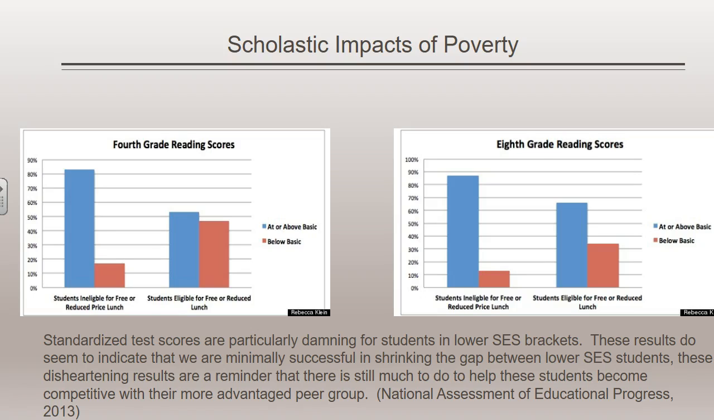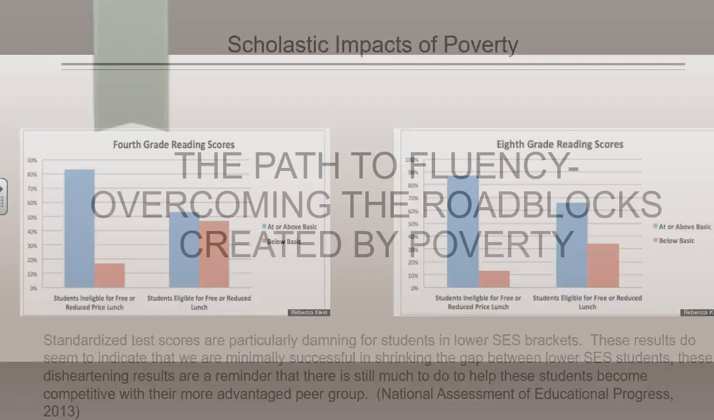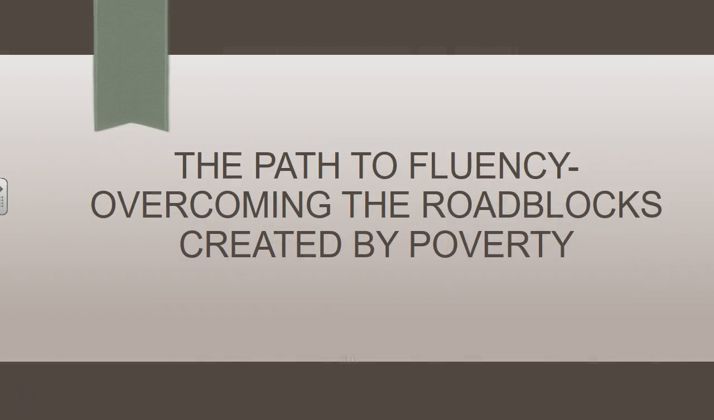You can take a look at these graphics and see that we do a good job between 4th and 8th grade of trying to bridge this gap, but unfortunately the gap is still very prevalent, as is presented by the fact that we have more students who are below basic both in 4th grade and in 8th grade when comparing free and reduced students to ineligible students. So let's look at how we as educators can overcome these barriers.